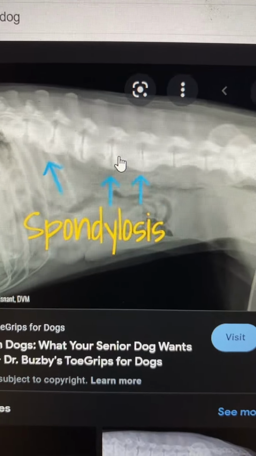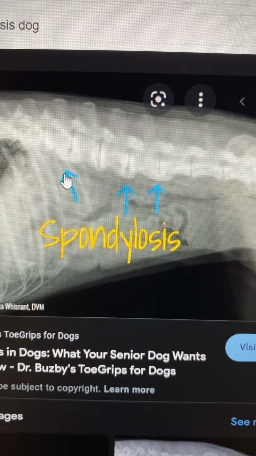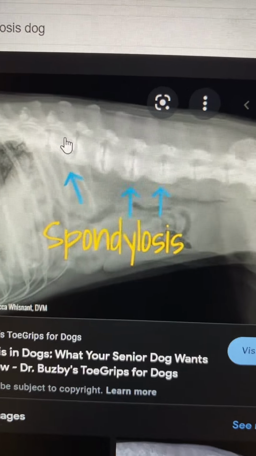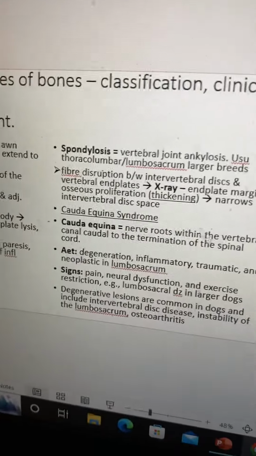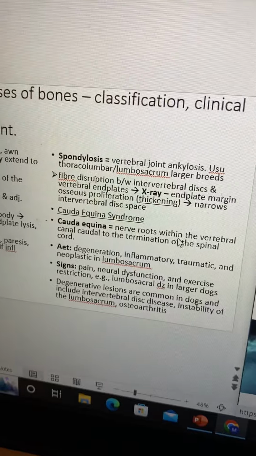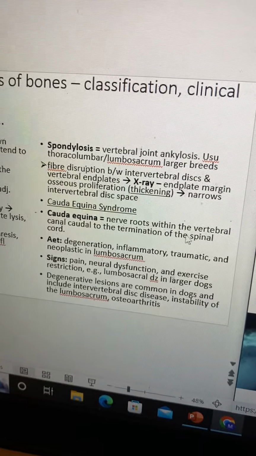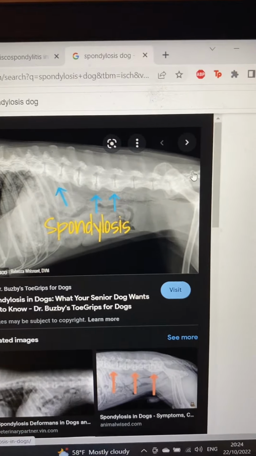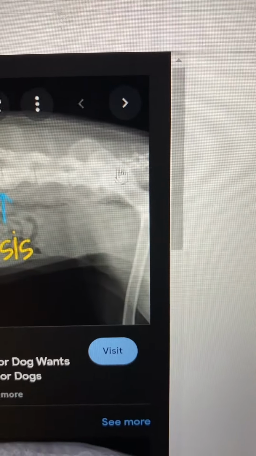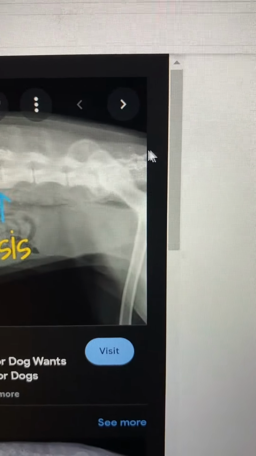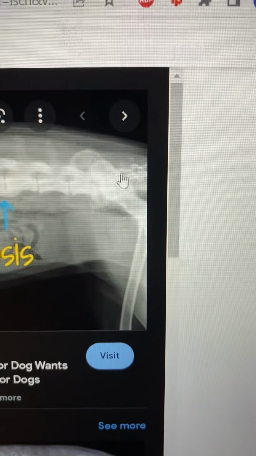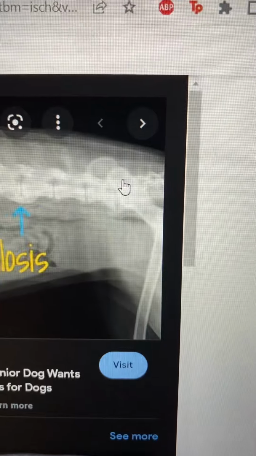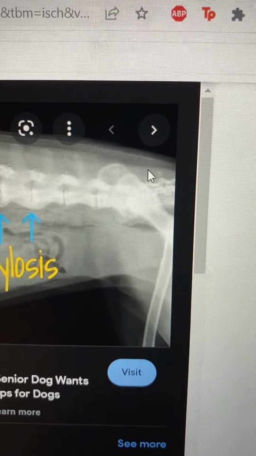Next we have cauda equina syndrome. I'm still going to use this picture because I couldn't find a better one. Cauda equina syndrome refers to the cauda equina. These are nerve roots in the vertebral canal caudal to the termination of the spinal cord. So imagine this goes on and on until we get to the tail. At the end here, you have the cauda equina. Cauda means tail; equina, I don't know what equina means, but it's sort of this area.